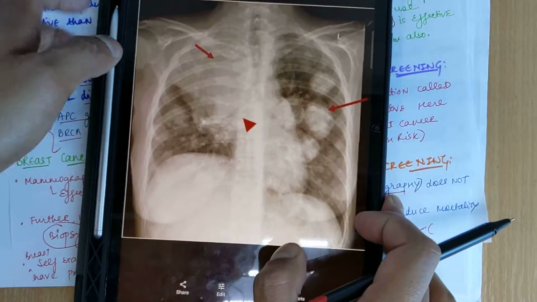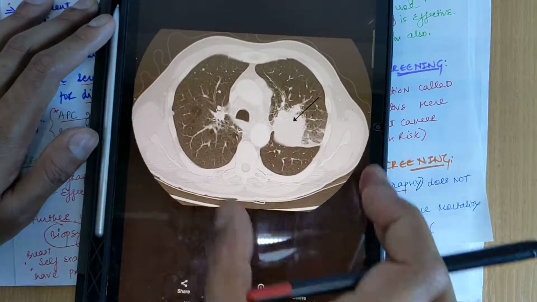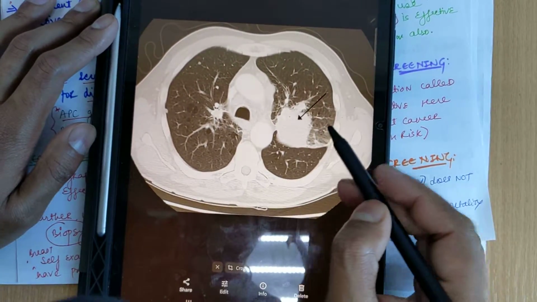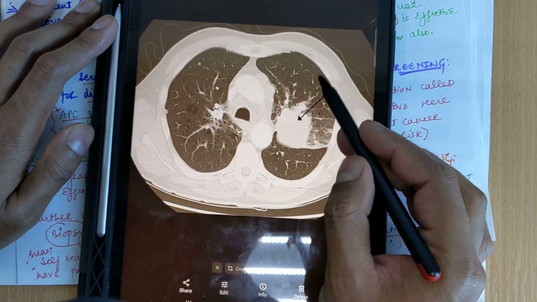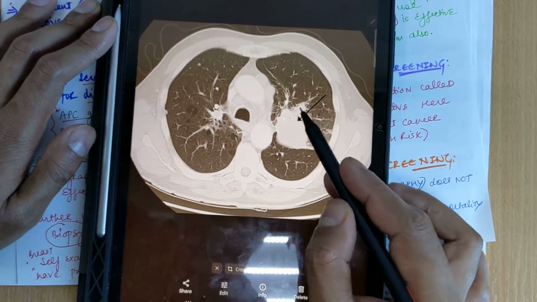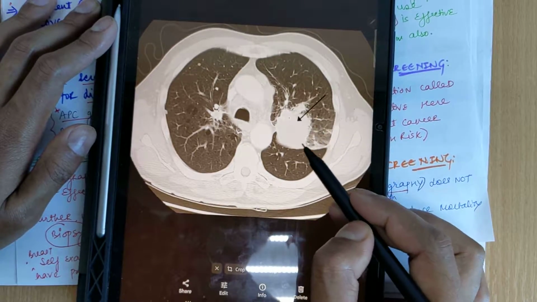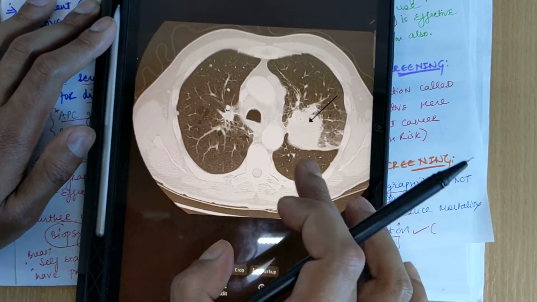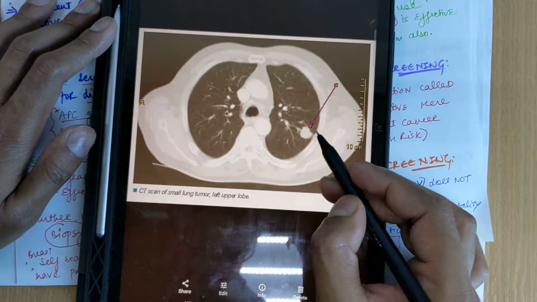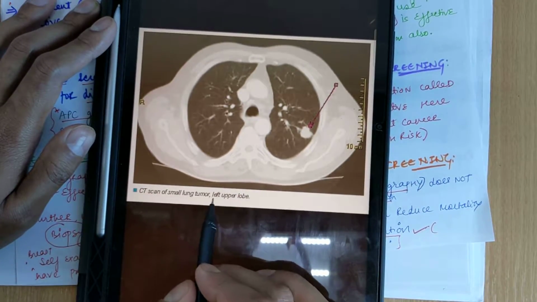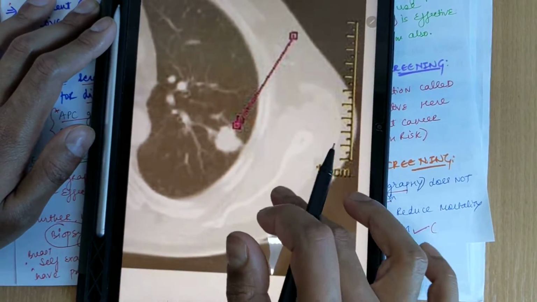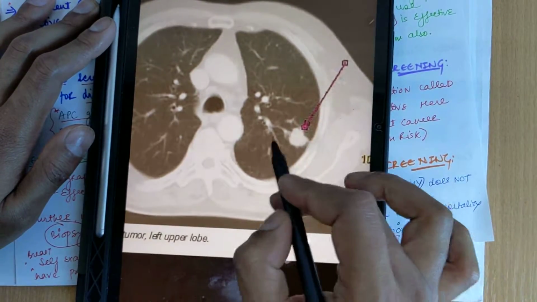This is an image of lung cancer, and these are the CT images, the confirmatory diagnosis. Here these are the lungs, and you can see the blood vessels and the hilum, but here you can see the whitish opaque part, and this is actually your cancer here. Like this you can see one more image. This is a small cancer, CT scan of a small lung tumor in the left upper lobe. So this is the left upper lobe.